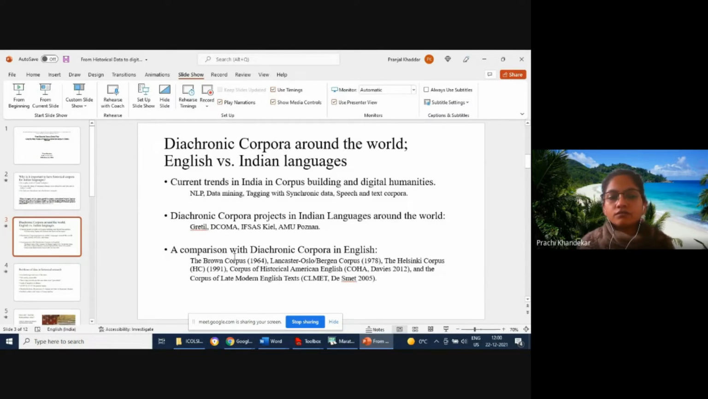Now, if we take a comparison, if we look at what diachronic corpora in English hold for us, we can see that there is a steady and continuous tradition of corpus building since 1964.